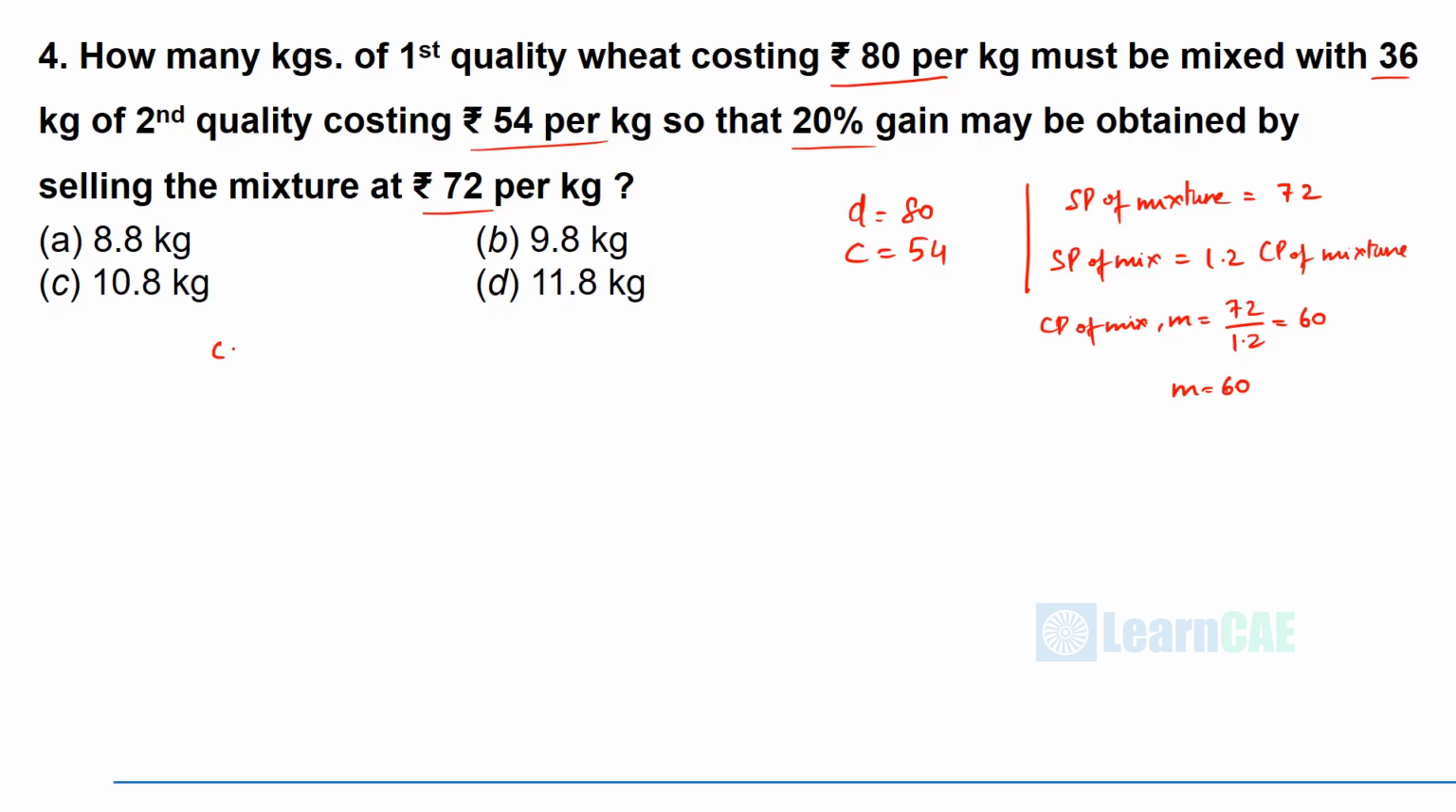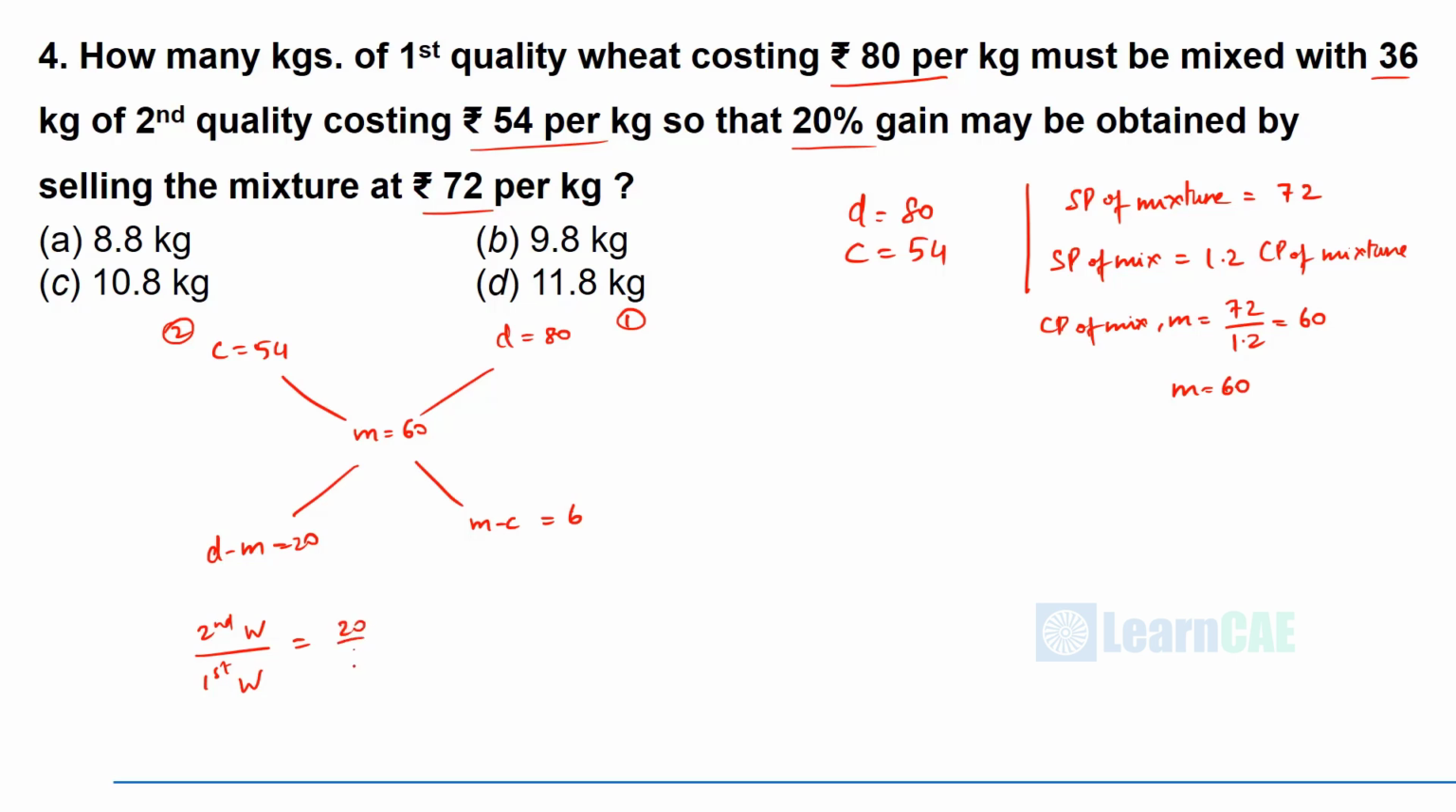Now we shall draw the diagram. C is equal to 54, D is equal to 80. This is first quality and this is second quality. The mean price M is equal to 60. So here D minus M is equal to 20. Here M minus C is equal to 6. Therefore, the ratio of second quality wheat divided by first quality wheat is equal to D minus M by M minus C, 20 by 6, which is equal to 10 by 3.